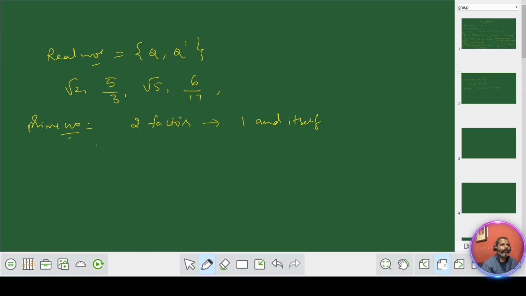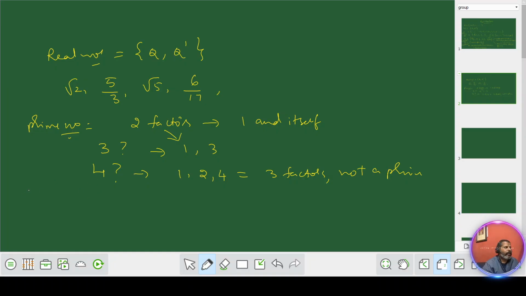For example, can we say 3 is a prime number? Yes, it has factors 3 and 1. Only two factors, right? Can we say 4? No, because 1 is a factor, 2 is a factor, and 4 itself is a factor. So it has 3 factors, so not a prime. Prime numbers have only two factors, that is 1 and itself. That means any number which goes in the table of 1 and in its own table only is called a prime number.